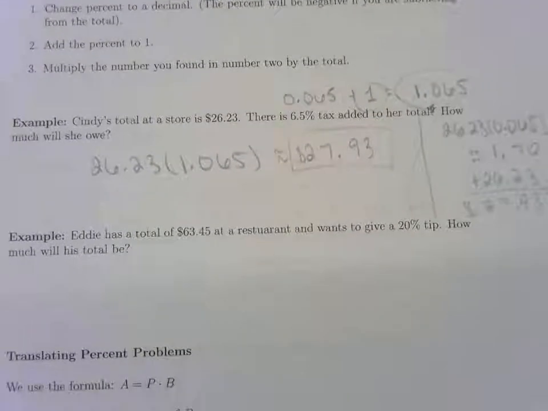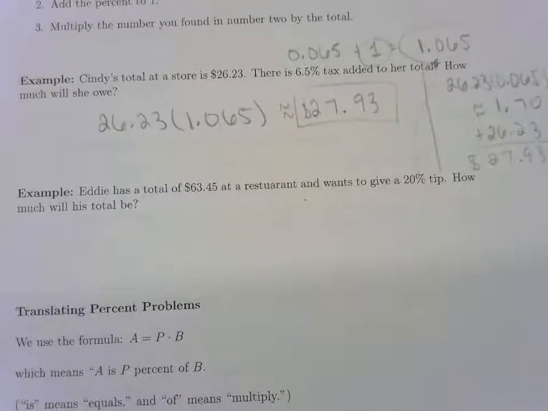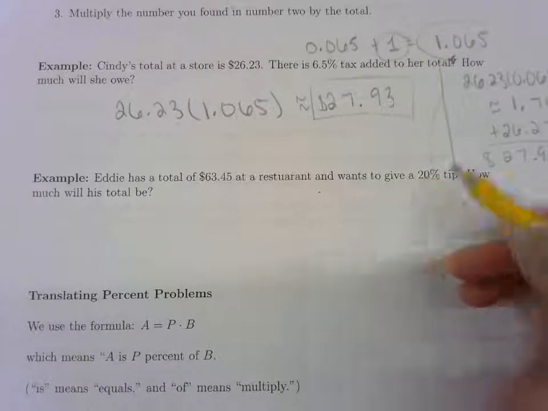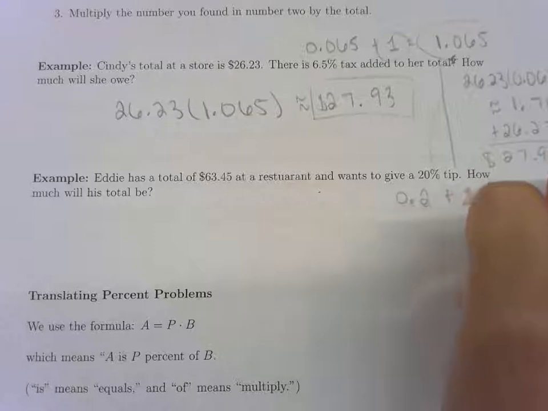We're going to do one more like that. It says Eddie has a total of $63.45 at a restaurant and wants to give a 20% tip. How much will his total be? Let's go ahead and change this 20% into a decimal. So that's 0.2. Then we're going to add 1, so that would be 1.2 here.